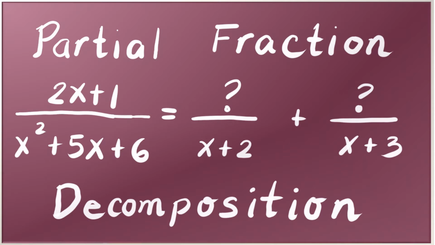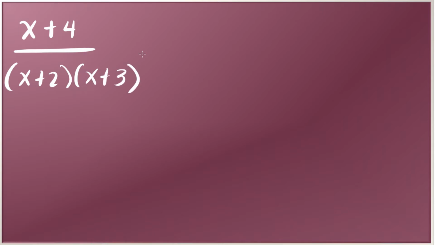So suppose we have an example, say x plus 4 over x plus 2 times x plus 3. So we have this one single rational expression, and we want to express this or break it into two partial fractions. Now, the first thing we have to check is whether the degree of the numerator is smaller than the degree of the denominator.